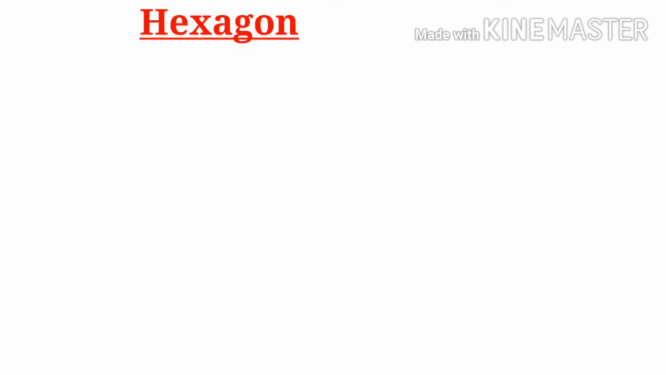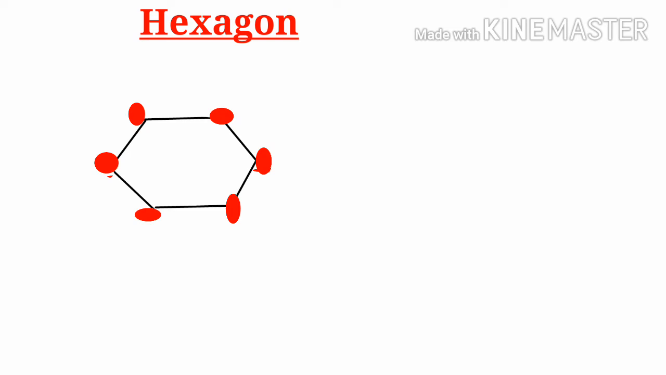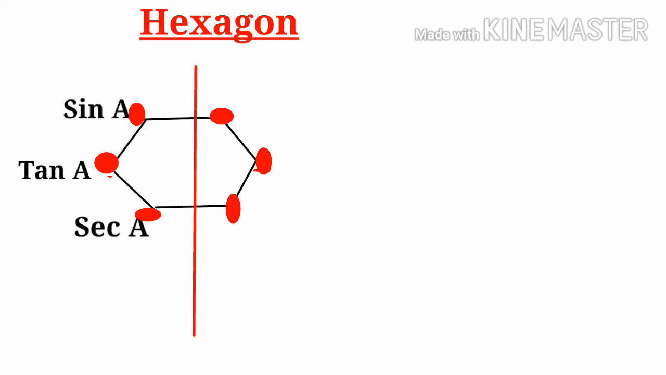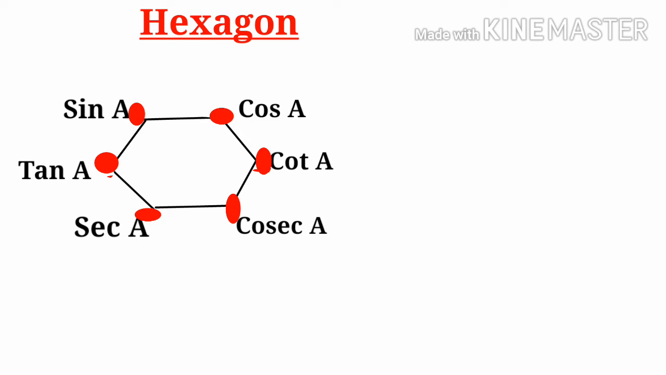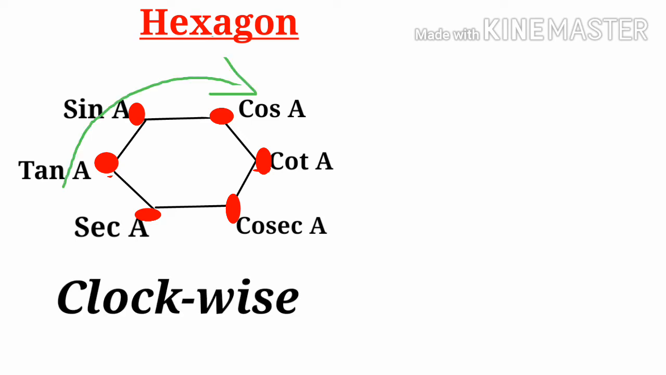Now we will learn how to remember these trigonometric relations using a figure, that is a hexagon. A hexagon is a closed figure with 6 sides and 6 vertices. Now we put 3 trigonometric ratios, sin, tan and secant on the left hand side, and their co-angles, complementary angles cos A, cot A and cosecant A on the right hand side.